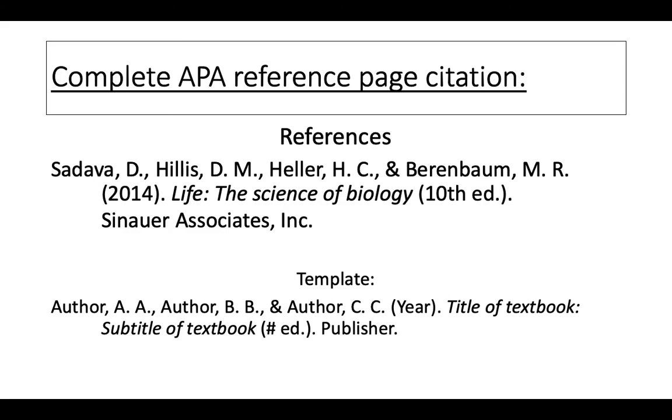So I have the authors' last names followed by first initials, separated by commas. One thing that I forgot to add when I added the authors' names is notice that there is an ampersand before the last author. When you are listing your authors on any APA reference page, you're going to want to add that ampersand before the last author. You list all of the authors that are listed on the source, and then the ampersand before the last author. That's followed by the year of publication, 2014, then the title, Life, the Science of Biology.